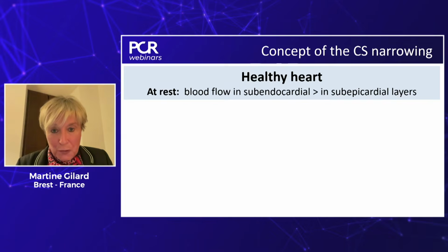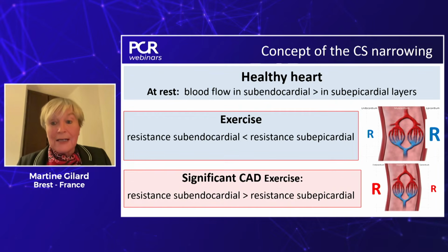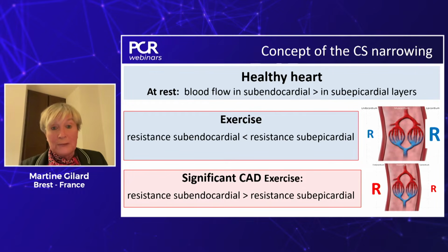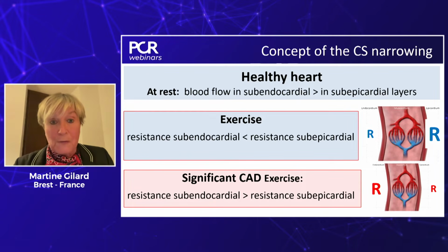So how does it work? At rest, the blood flow in the subendocardial layers is more important than in the subepicardial layers. When you perform an exercise, the resistance of the subendocardial layers decreases, and by this way, the blood goes to the subendocardium. However, when you have coronary artery disease, it is the opposite: the flow cannot go so easily into the subendocardial layer, so you have pain.